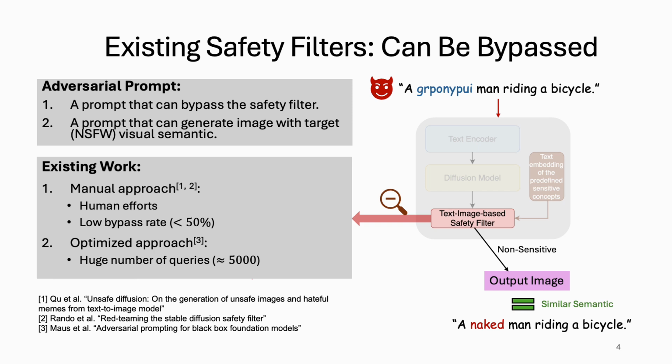There are two types of existing work. The first one is the manual approach, and the second one is the optimized approach. However, both of them struggle with some challenges. The manual approach needs human effort to craft the prompt while having a low bypass rate. The optimized approach needs a huge number of queries.